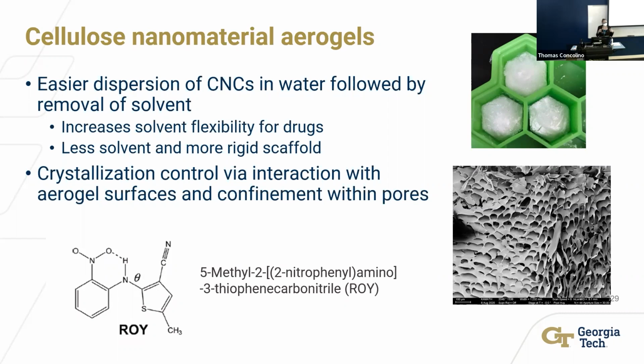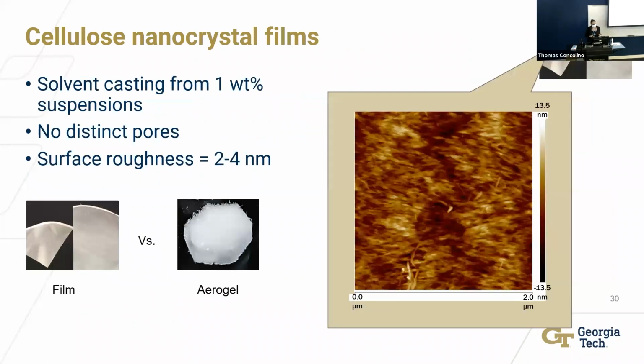The idea is that the crystallization control, being able to control which polymorph occurs, is going to occur via the interaction with the surface of the cellulose materials, and also confinement within the pores, because we do have confinement. Then we compare these to cellulose nanocrystal films. These we made by solvent casting from 1 weight % suspensions.